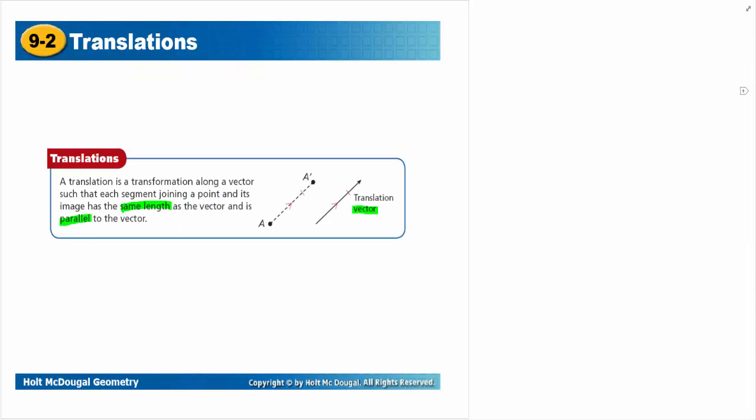Okay, so in this case, we have our vector going from A to A prime, and you do that with all your points, all your vertices. You're going to have that arrow going the same direction every single time, and again, you're going to use the tick marks to show that they're congruent for every single vector that you draw connecting each vertex from your preimage to your image. Okay, so these are important concepts here.